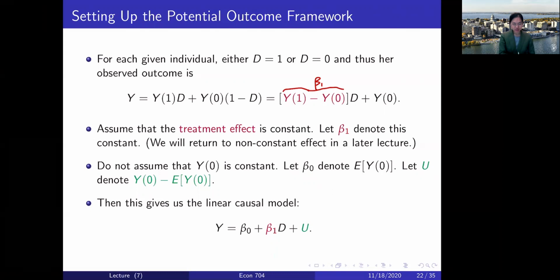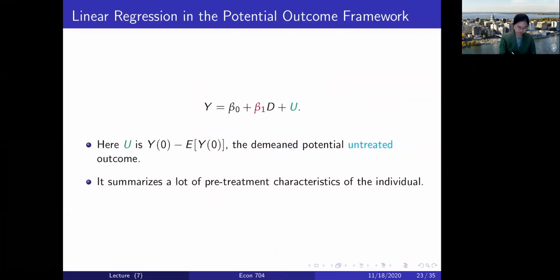All right, so now u is y0 minus E[y0]. It is the demeaned potential untreated outcome. And if this is a causal model, u does have an interpretation. It is the demeaned potential untreated outcome, and that summarizes a lot of pre-treatment characteristics of the individual. That's a good summary of all the pre-treatment characteristics of the individual.